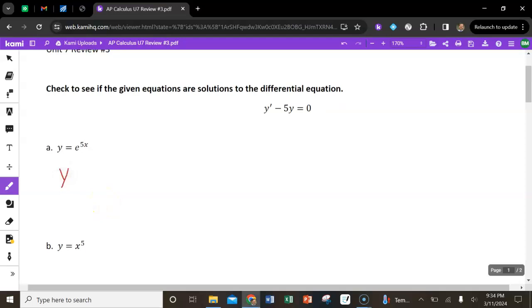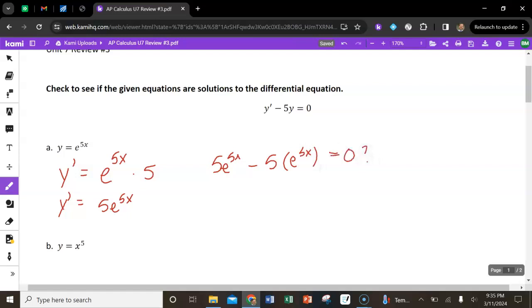So on the first one, y prime, if I have e to anything, it remains the same thing, but I have to chain on the derivative of the exponent, which would be a 5. So I would probably look at that as 5e to the 5x. I then am going to take that, plug it in for y prime, minus 5 times y, which is the original, which would be e to the 5x. And I want to see if that equals 0. So I'd have 5e to the 5x minus 5e to the 5x, which does indeed equal 0. So the first one is yes.